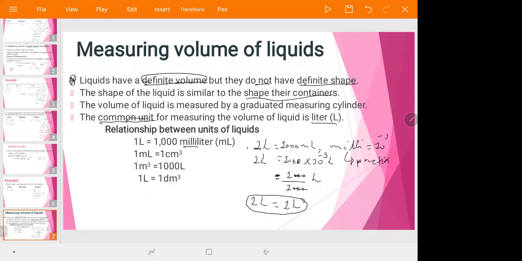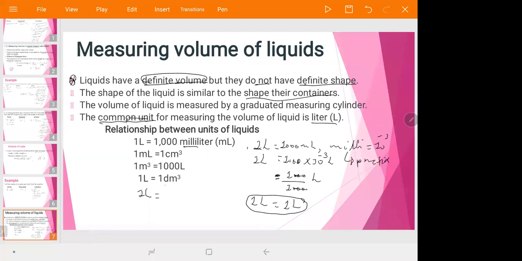What is kilo? Kilo is 10 raised to positive 3. What about centi? Centi is 10 raised to minus 2. The other one, 1 milliliter is equal to 1 centimeter cube. 1 milliliter means 1 centimeter cube. What about the relationship between liter and the centimeter cube? If 1 milliliter is equal to 1 centimeter cube, what's the relationship between 1 liter and the centimeter cube?